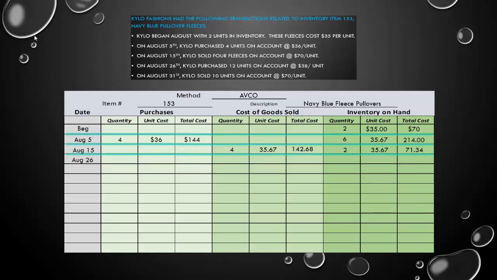On August 26th, we're going to purchase an additional 12 units at $38 per pullover, which means the total cost of that purchase is going to be $456. We need to revalue our inventory on hand the same way we did on August 5th, and we start by taking the number of units that we had and adding to it the number of units that we purchased. We had 2 of these navy blue fleece pullovers. We bought 12 more.